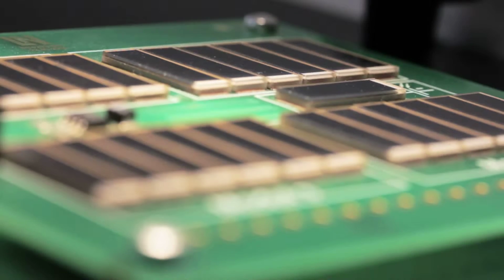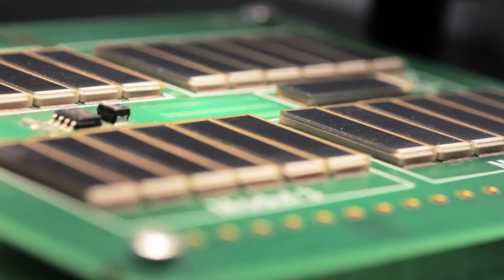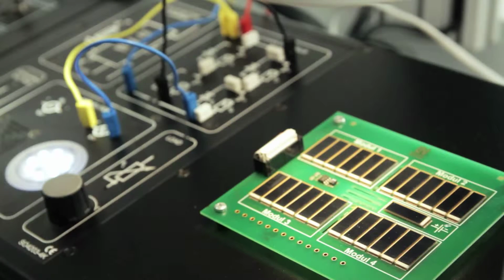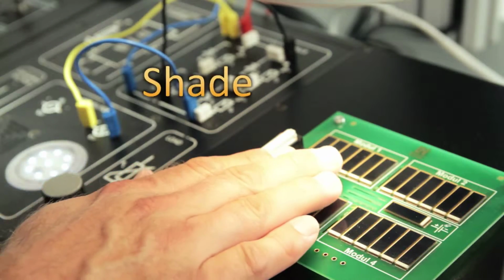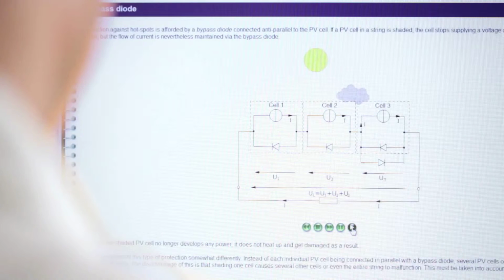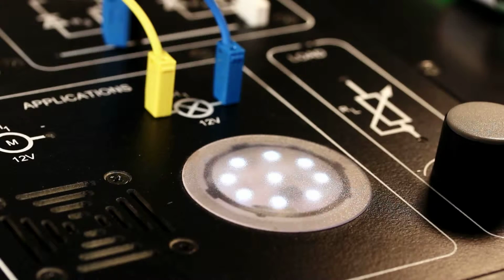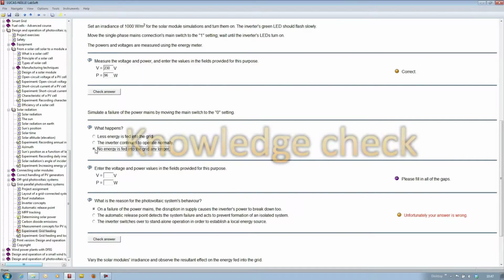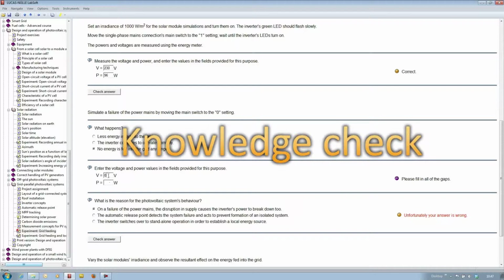Apart from considering single solar cells, it is also important to know how solar modules work together, for example, when some of the cells are in the shade. The Unitrain course also covers ways of connecting cells together, in series, in parallel, or otherwise. Multimedia courses also allow students to test their knowledge. Then teachers can view the results of those tests.